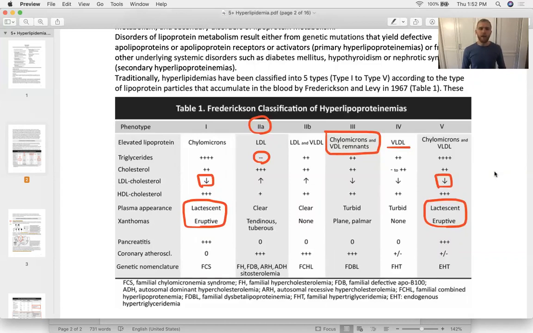Type 2A Fredrickson is the most common type of hyperlipoproteinemia. It's associated with normal triglycerides and some very characteristic broad spectrum symptoms. A type 2B is essentially a type 2A, except it's got VLDL elevated as well as LDL. A type 3 Fredrickson has high chylomicrons, and it's the only one that has high chylomicrons. And then finally, a type 4 has only an elevated VLDL, nothing else is elevated.